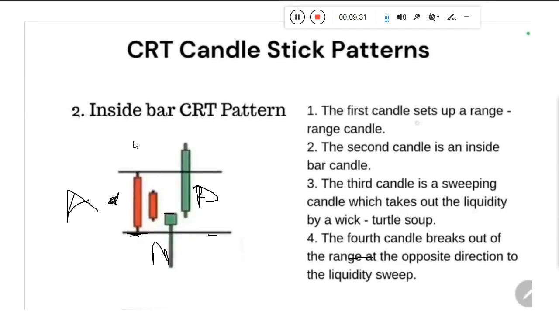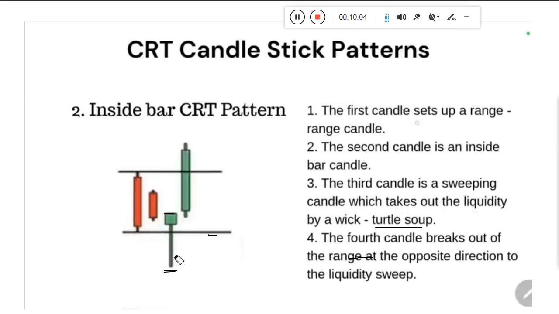So the inside bar pattern: the first candle sets up the range, just like the first CRT pattern that we have. The second candle is an inside bar candle. The third candle is sweeping the candle, which takes out the liquidity by a wick. We can also call the manipulation a turtle soup. Then the fourth candle breaks out of the range in the opposite direction of the manipulation that we have.